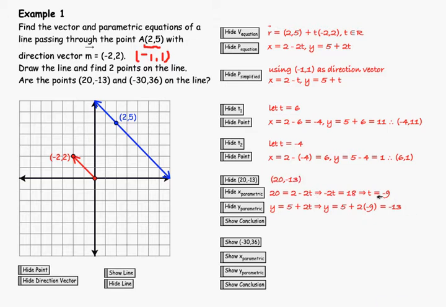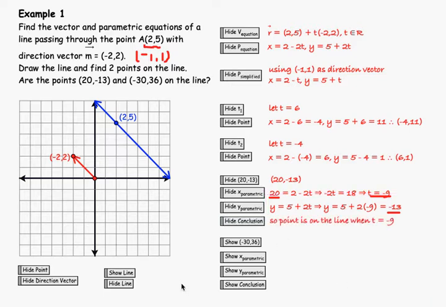How do I know that? Because when t is negative 9, it returns negative 13, but it also returns 20. Again, plug a negative 9 in there, you get 20. Plug a negative 9 in there, you get negative 13. So that point is definitely on the line.